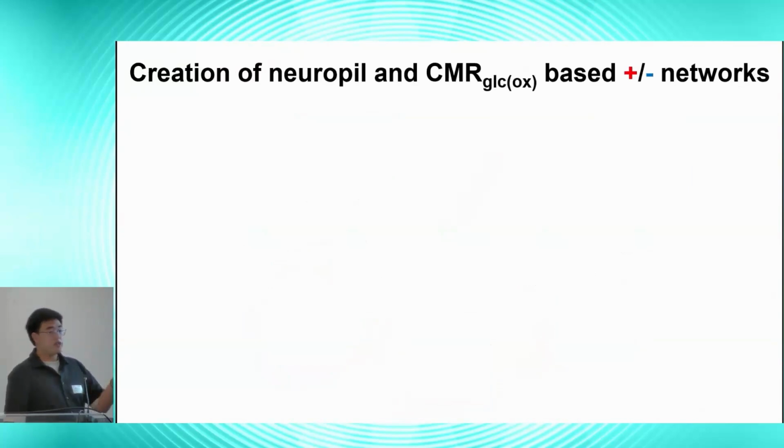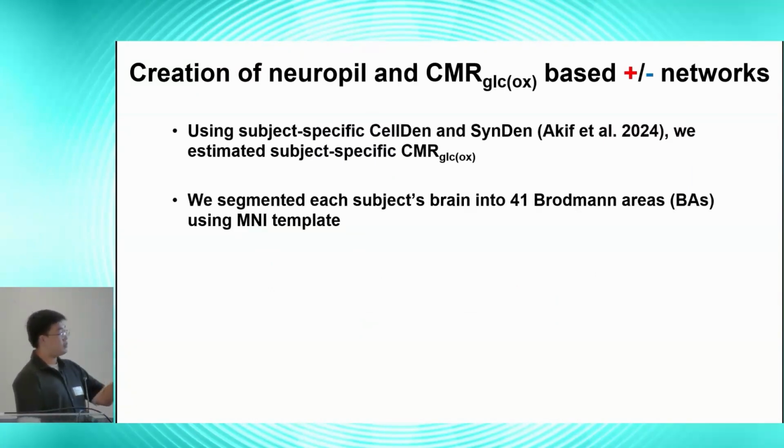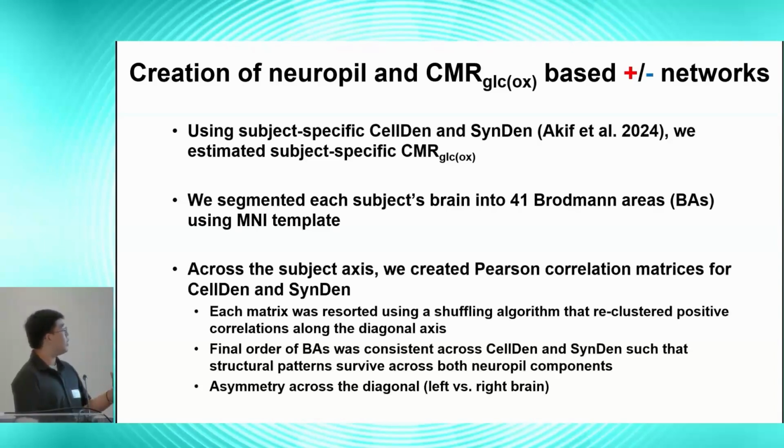So that was all work that was done previously by my colleague. And to expand upon that, now we look at correlation networks in these subjects. So using the subject-specific CELDEN and SINDEN that we previously predicted, we now estimate subject-specific CMR glucose. We subdivide each of these brains into the 41 different Brodmann areas using the MNI template, and then we create Pearson correlation matrices across subjects.